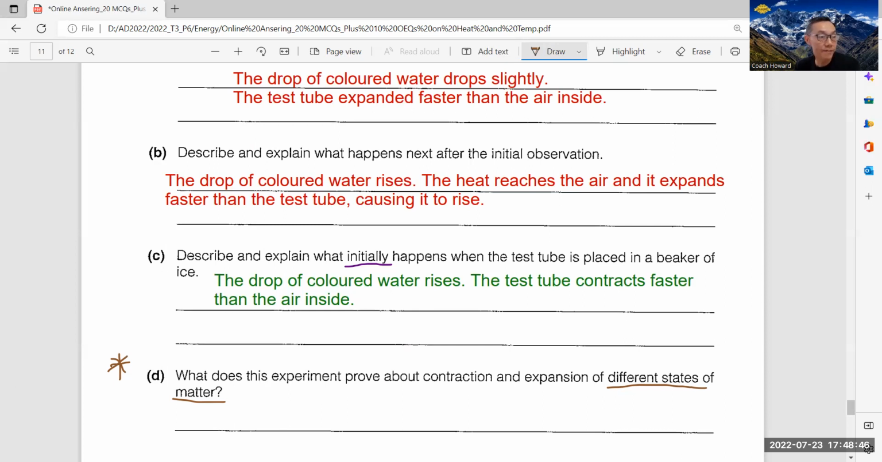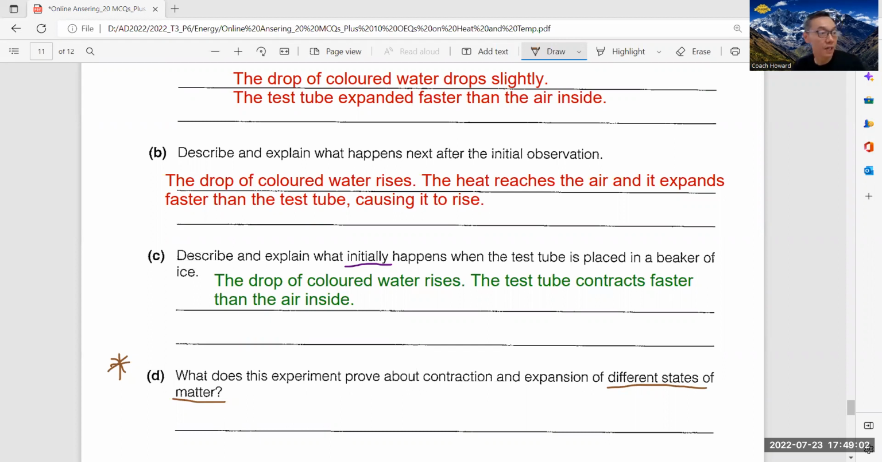They expand faster than gas, but the gas expands more than solid. So there are two things. One involves the speed. One is in terms of volume. Okay, so this one I help you.